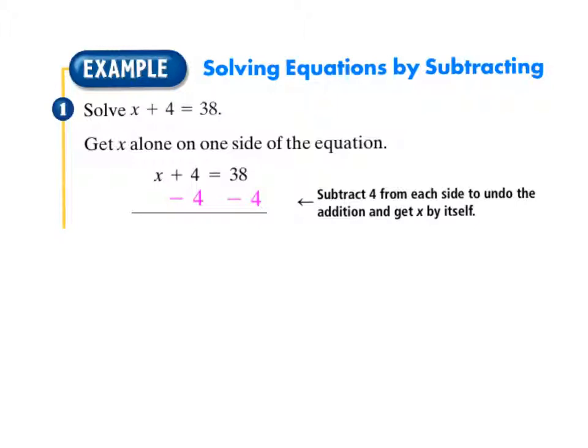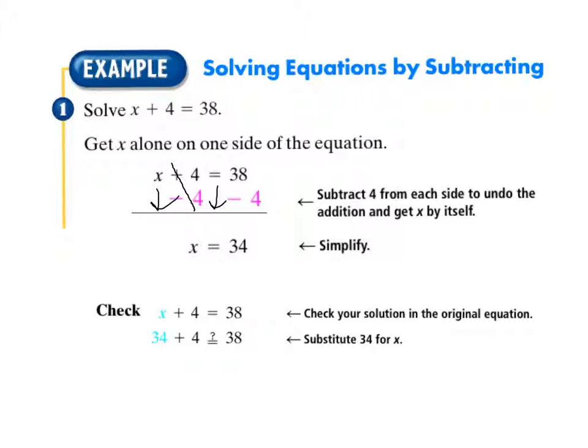So when we do this, the plus 4 and the minus 4 cancel each other out. So you're going to cancel them out, have your equals line drawn, and then bring your x down, bring your equals down, and then do the math. So that leaves you with x equals 34, because 38 minus 4 is 34. Now to check that, we take the value that we have and stick it back in the original equation. So we'll replace the x with 34. 34 plus 4, does that equal 38? Yes, it does. So that solution is true or correct.